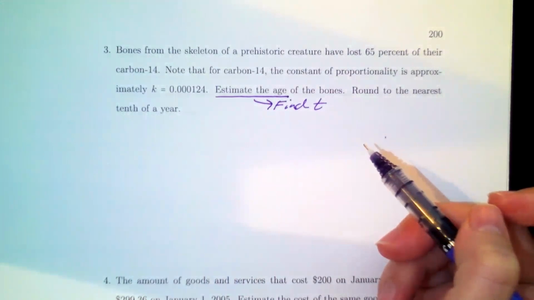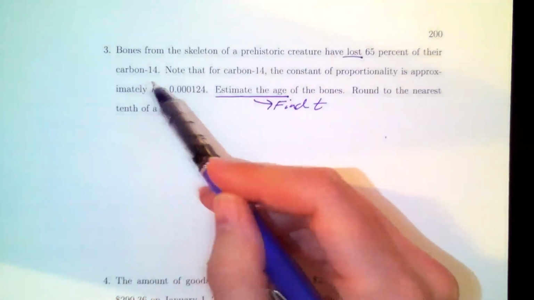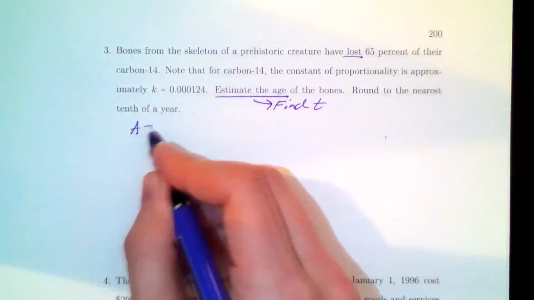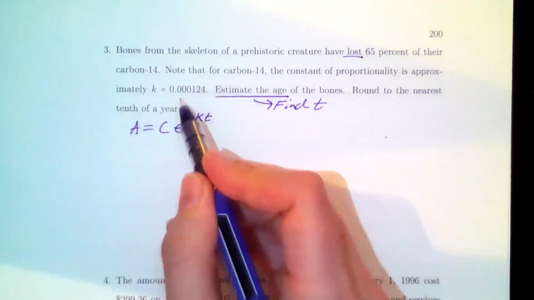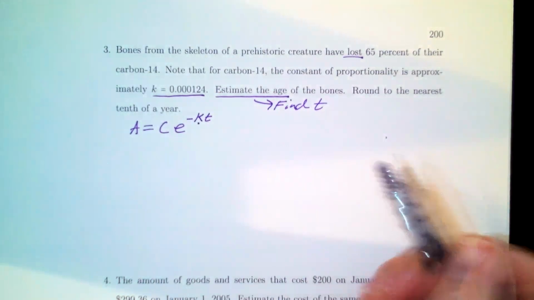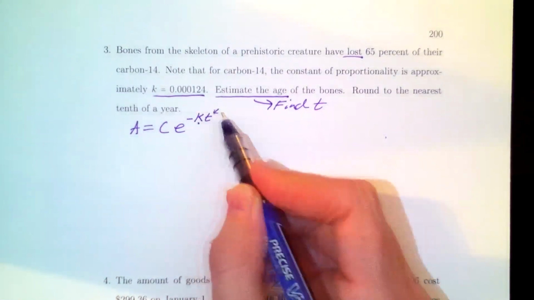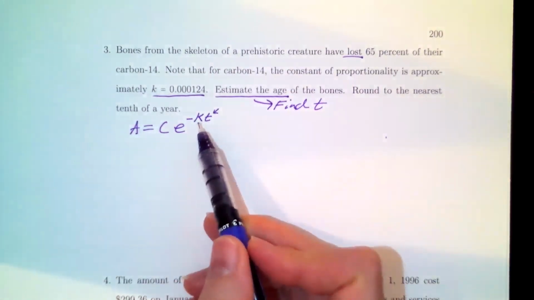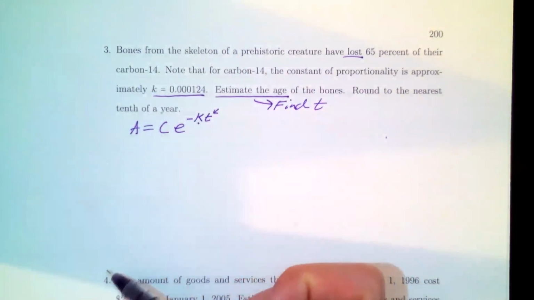Should I use the exponential growth model or the exponential decay model? Based off of the context of the problem, it says it's lost 65% of their carbon. That means I should be using the exponential decay model, C e to the minus KT. And, like before, they did give me the value of K here. If they want you to find T, they have to give you values for K and C and A, all the other letters in the formula.